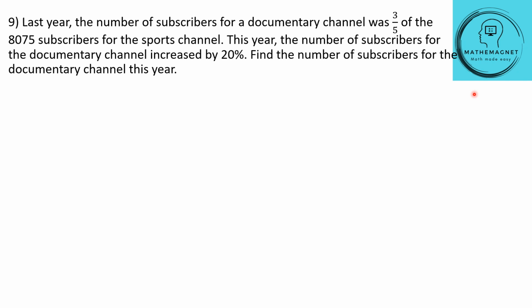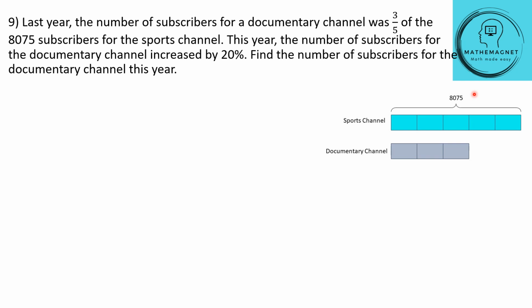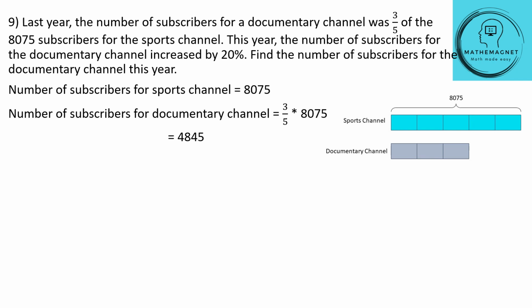So let's begin by looking at the bar model. The bar model will look like this, with sports channel having 8075 subscribers, and now we know the relationship between sports channel and documentary channel. Documentary channel is 3 by 5. So basically the documentary channel is 3 units and sports channel will be 5 units. So now from this we can find out number of subscribers for documentary channel, correct? So let's see how to go about it. Number of subscribers for sports channel will be 8075, and number of subscribers for documentary channel will be 3 by 5 of the subscribers of sports channel, that is 3 by 5 into 8075, which is equal to 4845. So with that we know what was the number of subscribers for the documentary channel last year.